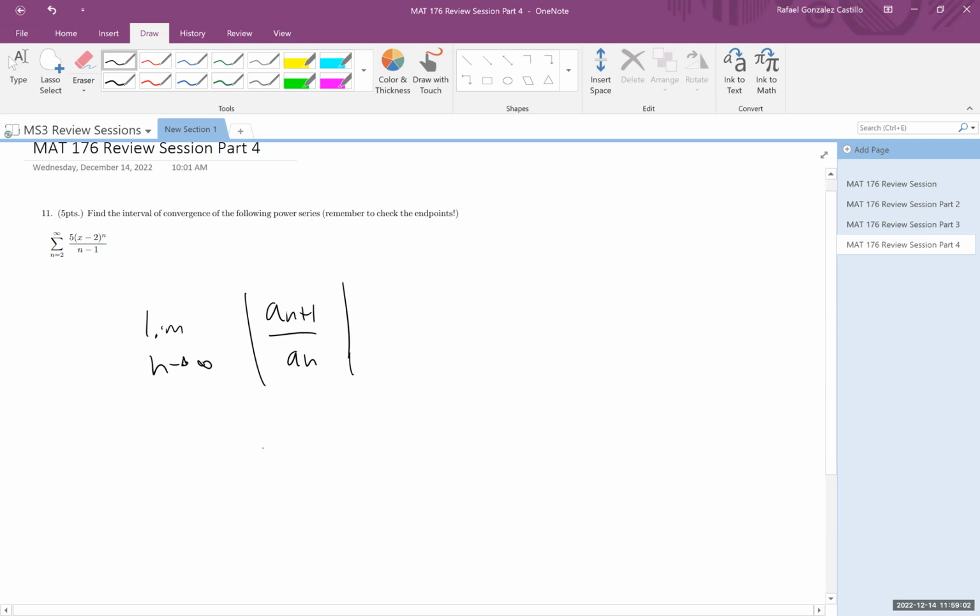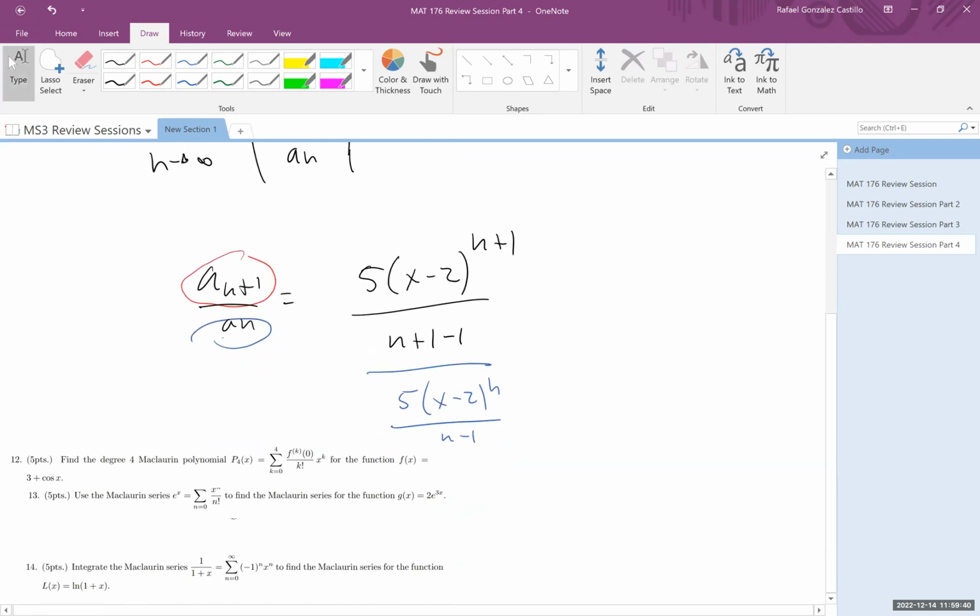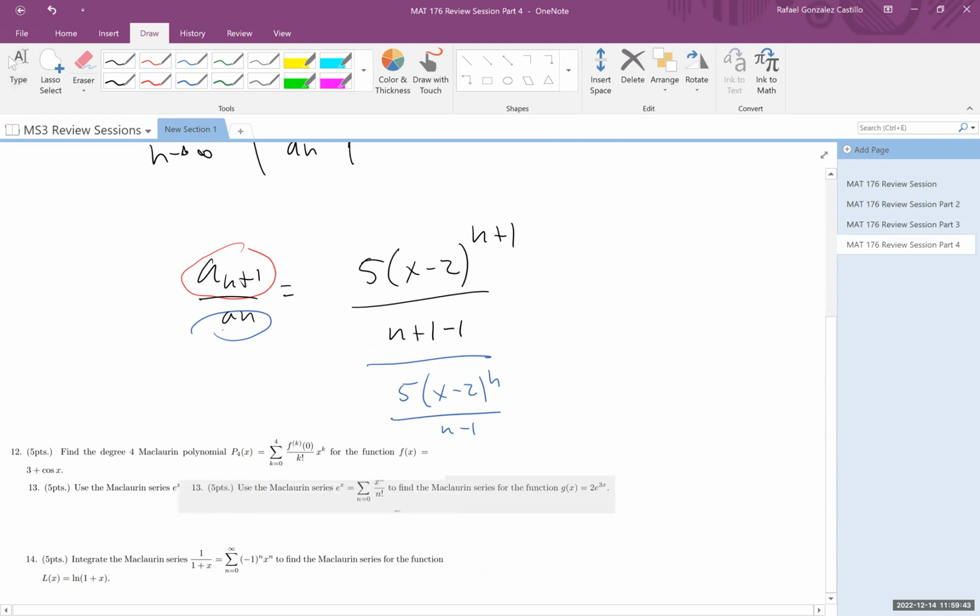So let's begin. a n plus 1 is just going to be 5 times x minus 2 all the way to the n plus 1. So let me just write it like this, a n plus 1 over a n. That's going to be equal to 5 times x minus 2 to the n plus 1 divided by n plus 1 minus 1. That's this piece. The second part is the a n part. a n is just the original series. So that's going to be 5 times x minus 2 to the n divided by n minus 1. Just bring this down a little bit more.